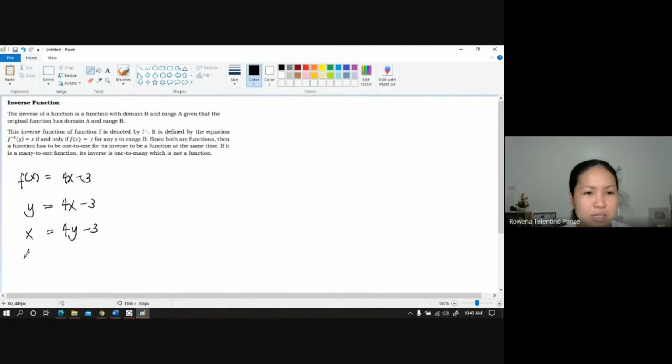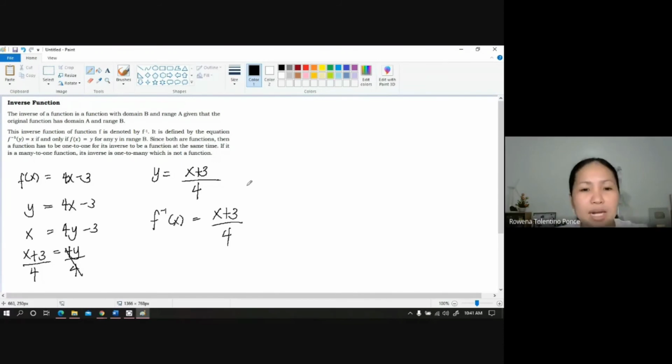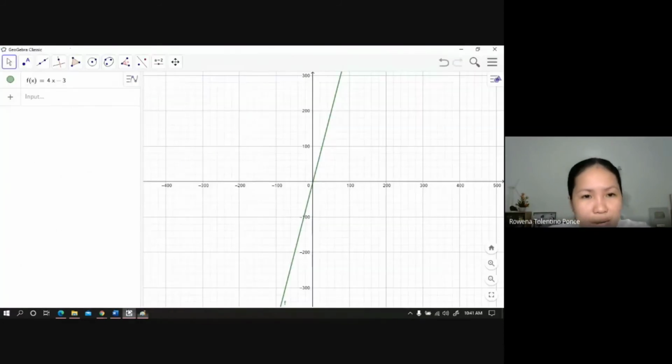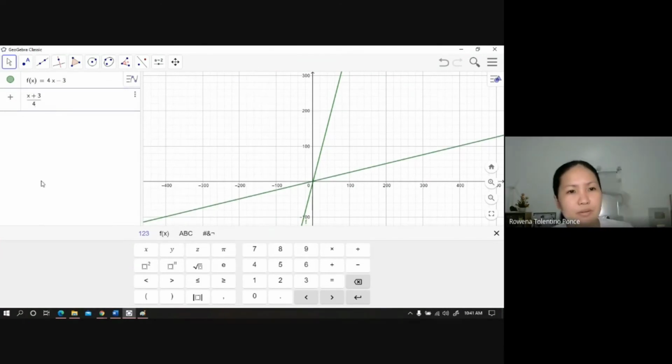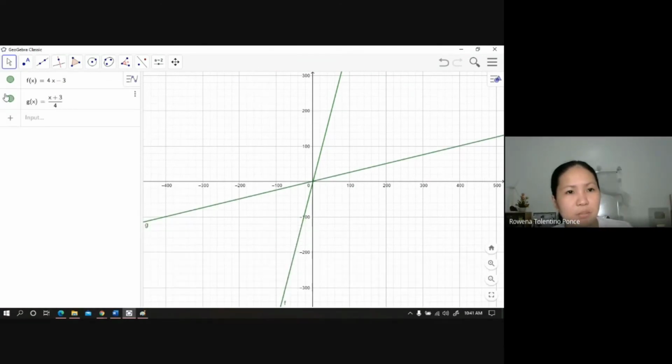So, lipat-palit ng sign, x plus 3 is equal to 4y. And then divide both sides by 4. So y is equal to x plus 3 over 4. This is the inverse. Paano mo siya ngayon isusulat? Ngayon, tingnan natin kung ano ang itsura niya rito sa graph pag nilagay natin. So x plus 3 over 4.